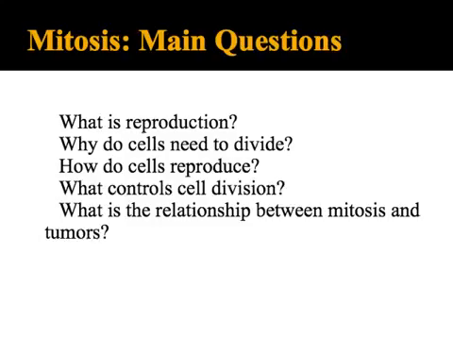So there are 5 main questions that we're going to be trying to answer during the first half of this unit. We're going to be looking at what reproduction is, why cells need to divide, how they divide, what controls their division, and how their division is related to tumors and cancer. So that's kind of the plan for the first half of the unit.